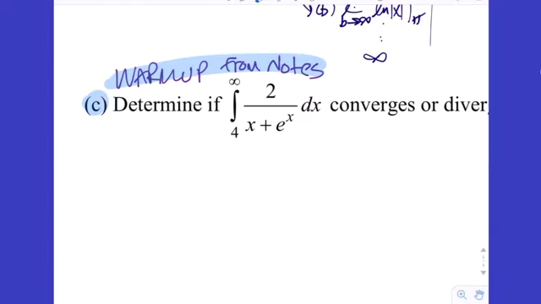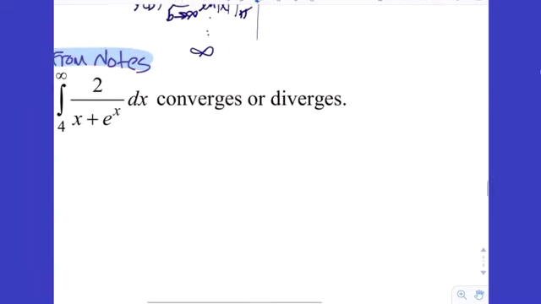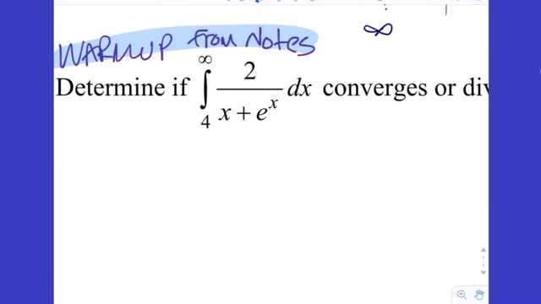Determine if the improper integral from 4 to infinity of 2 over x plus e to the x converges or diverges. Well, there's two ways to do it, as we mentioned. You can either find the antiderivative and evaluate it and see if it's a finite or an infinite number. But is that something right there, 2 over x plus e to the x? Are we going to be able to find its antiderivative? No, we're not going to be able to do it.